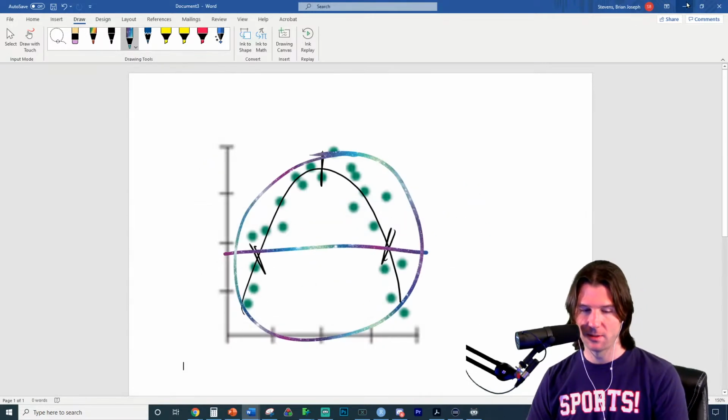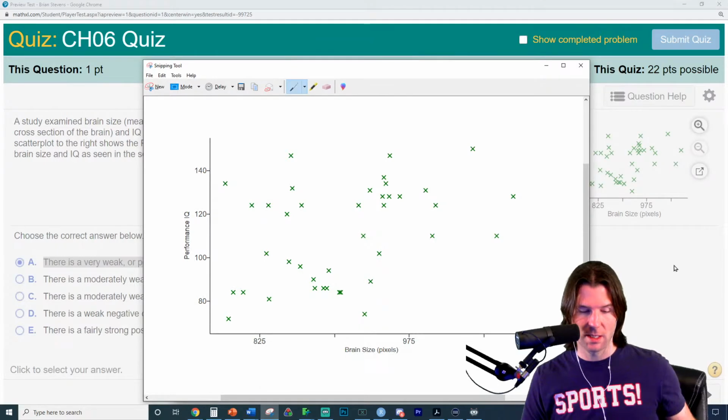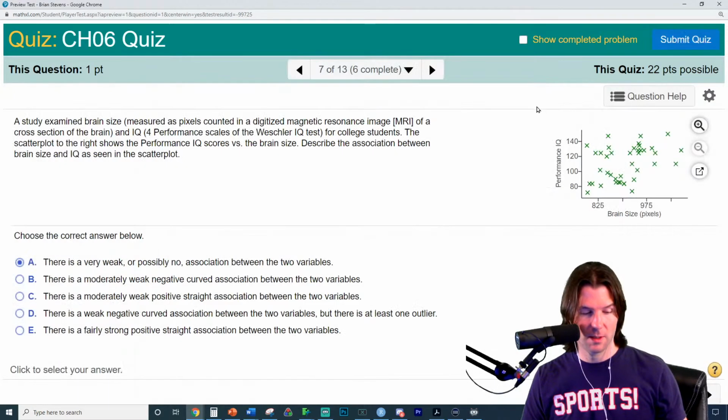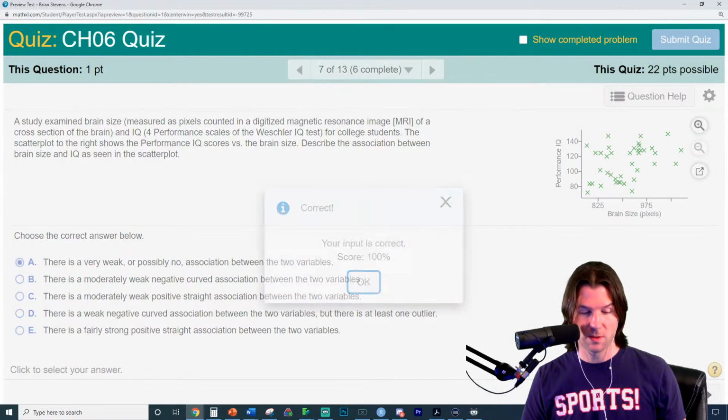What do you say, my Pearson? What do you say? I've got both sound effects ready to go. So I'm saying there is a weak or possibly no association between the two variables.